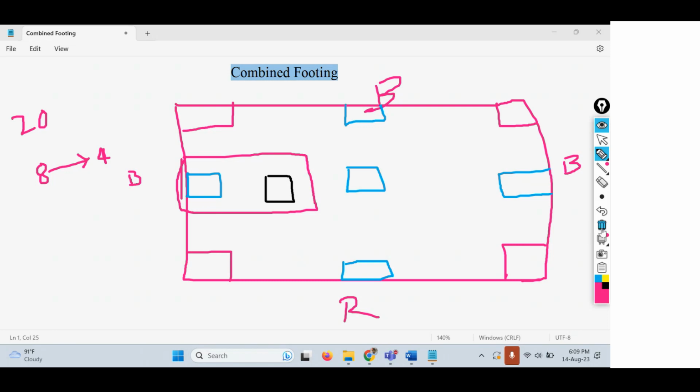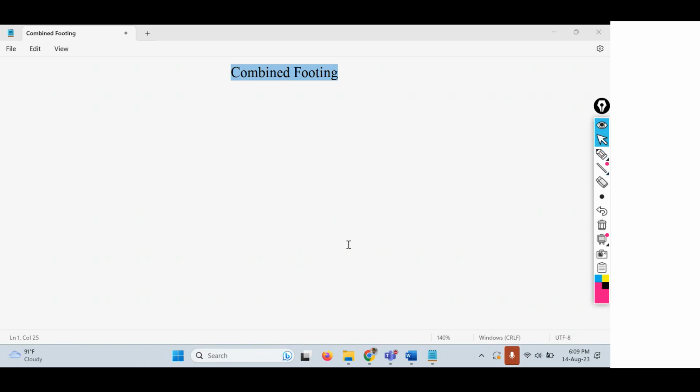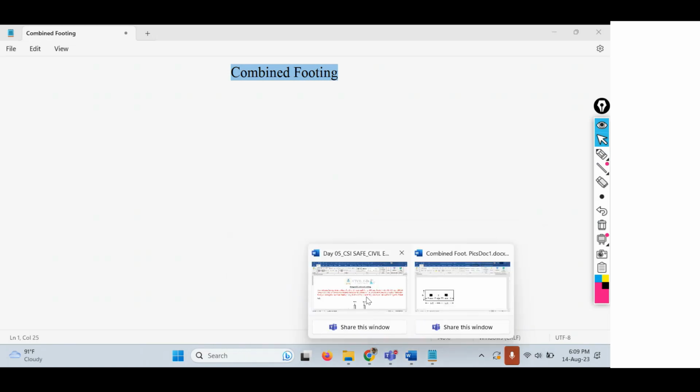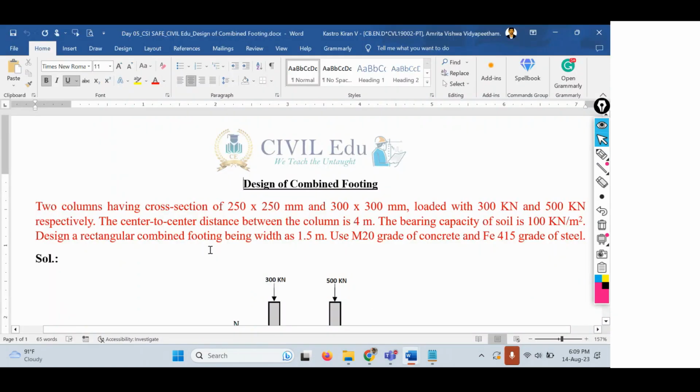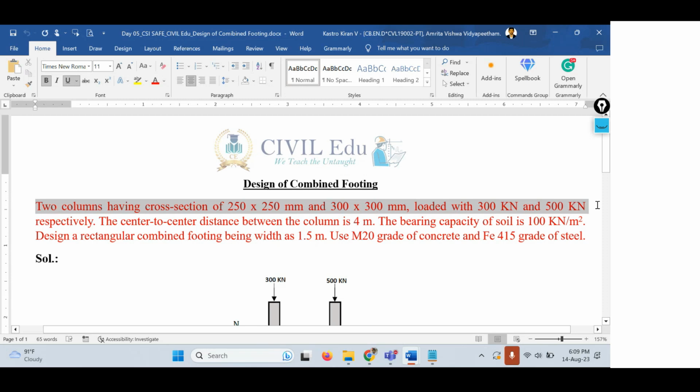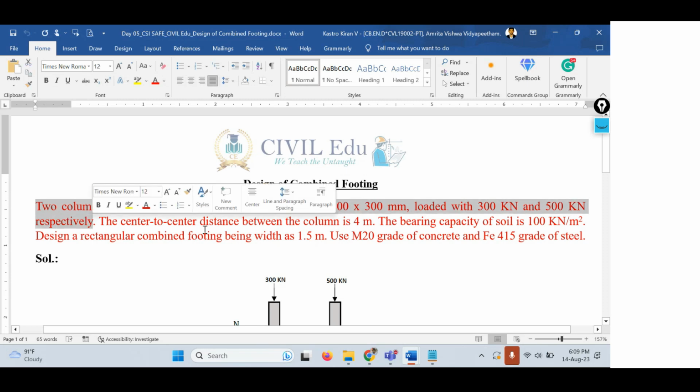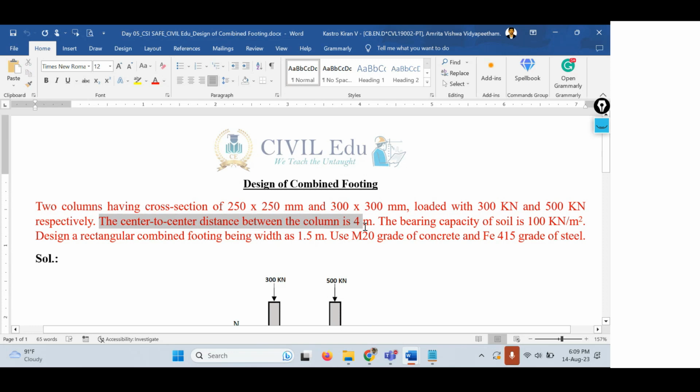Now let us understand a problem statement, and then we'll try to solve a problem on how to design a combined footing. Let me show you the problem statement. I hope you are able to see it. Two columns having cross sections of 250 by 250 mm and 300 by 300 mm are loaded with 300 kilonewtons and 500 kilonewtons respectively. The center to center distance between the two columns is 4 meters, and the bearing capacity of the soil is 100 kilonewtons per square meter.